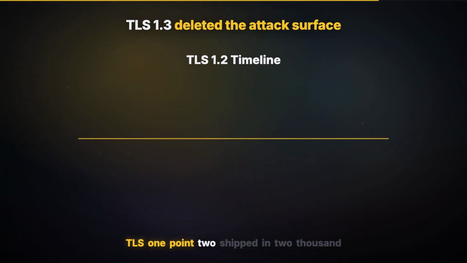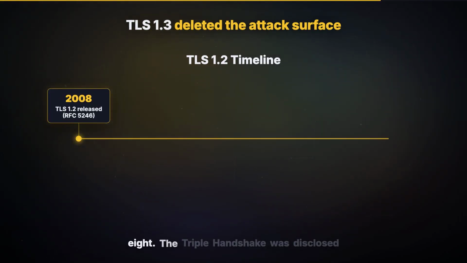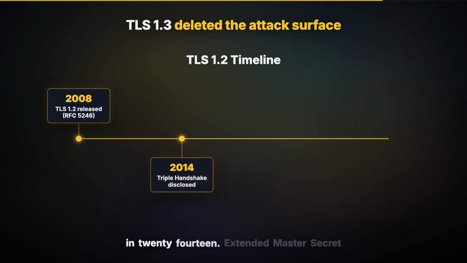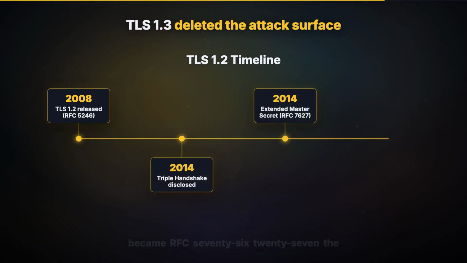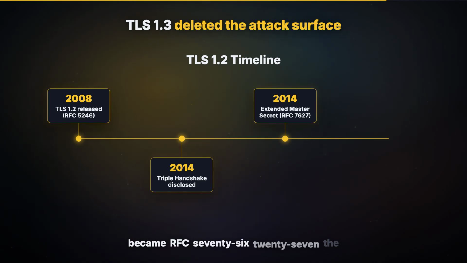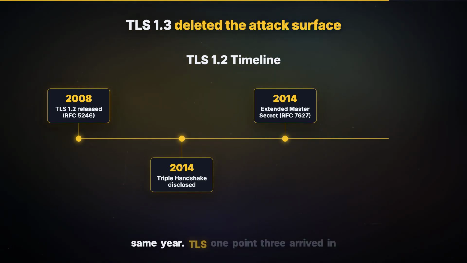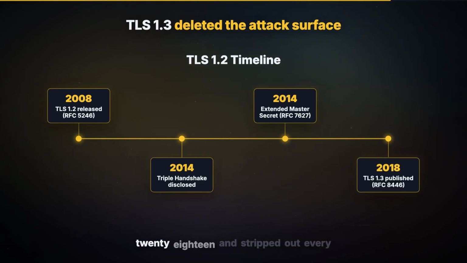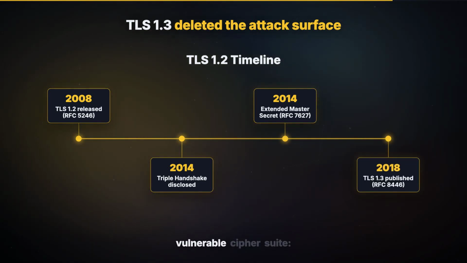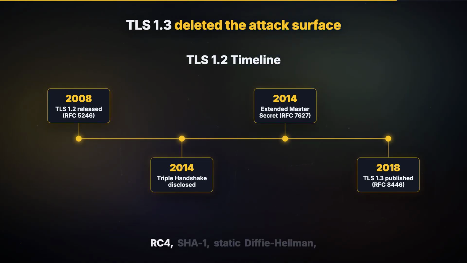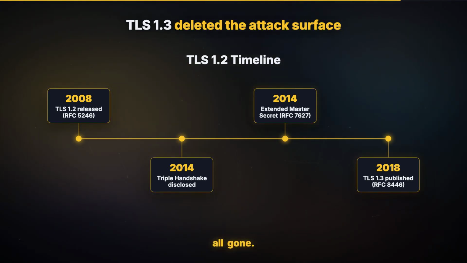TLS 1.2 shipped in 2008. The triple handshake was disclosed in 2014. Extended Master Secret became RFC 7627 the same year. TLS 1.3 arrived in 2018 and stripped out every vulnerable cipher suite. RSA key transport, CBC mode, RC4, SHA1, static Diffie-Hellman, all gone.